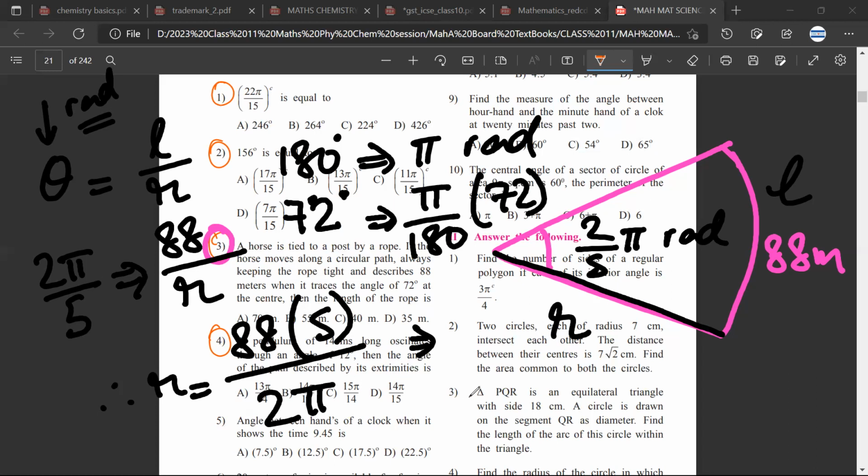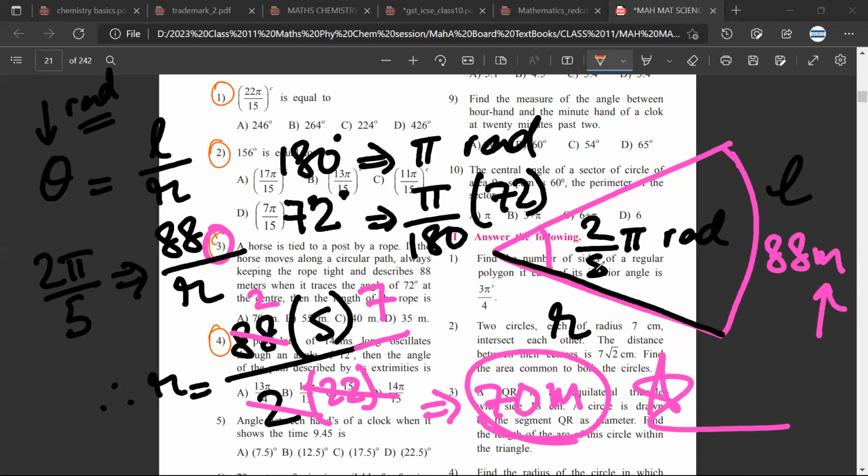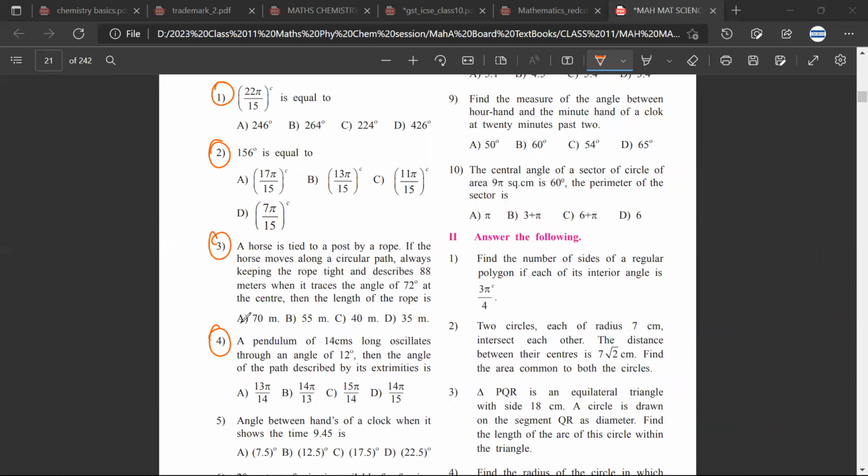So what is the answer that you got? 70 pi meters, because pi is equal to 22 by 7. So 22 by 7, 44 into 5 upon 2 pi gives 70. The units are in meters, therefore this would be equal to 70 meters. So 70 meters is the correct answer.